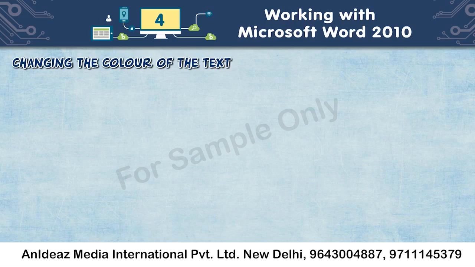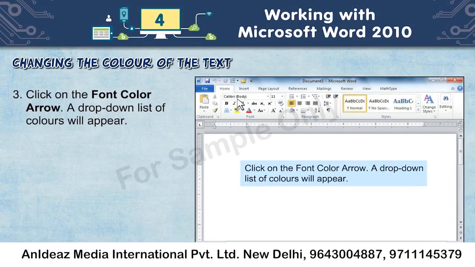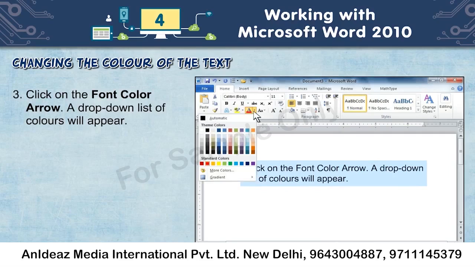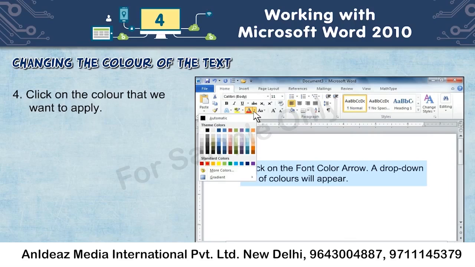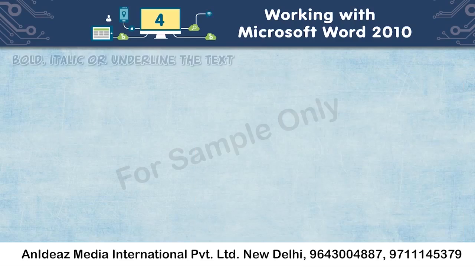Changing the color of the text. Go with these steps to change the color of the text. Select the text to change its color. Click on the Home tab. Click on the Font Color arrow. A drop-down list of colors will appear. Click on the color that we want to apply. Now the color of the selected text will get changed.